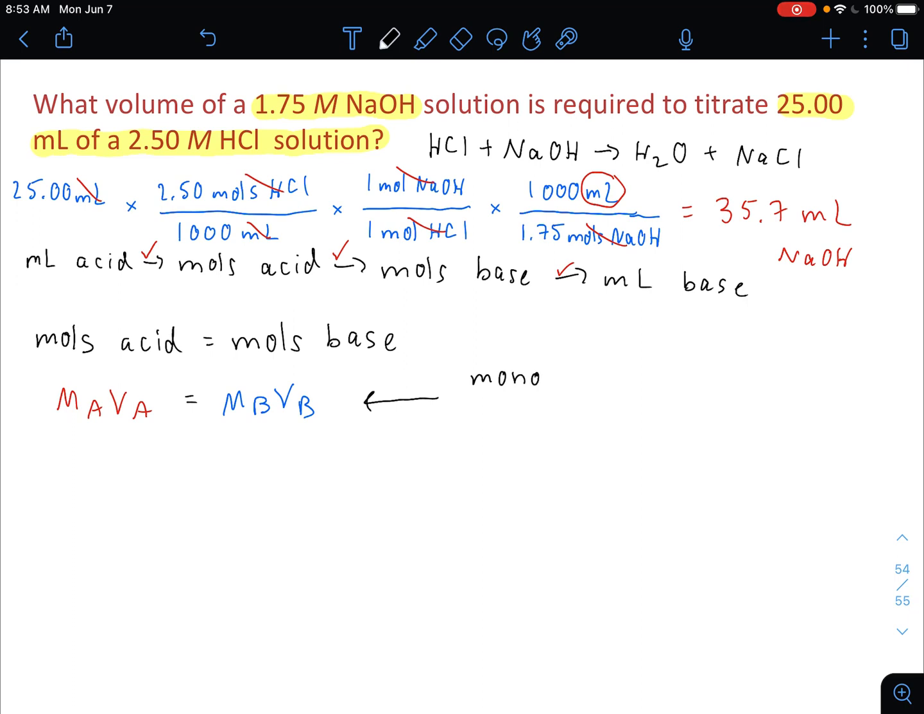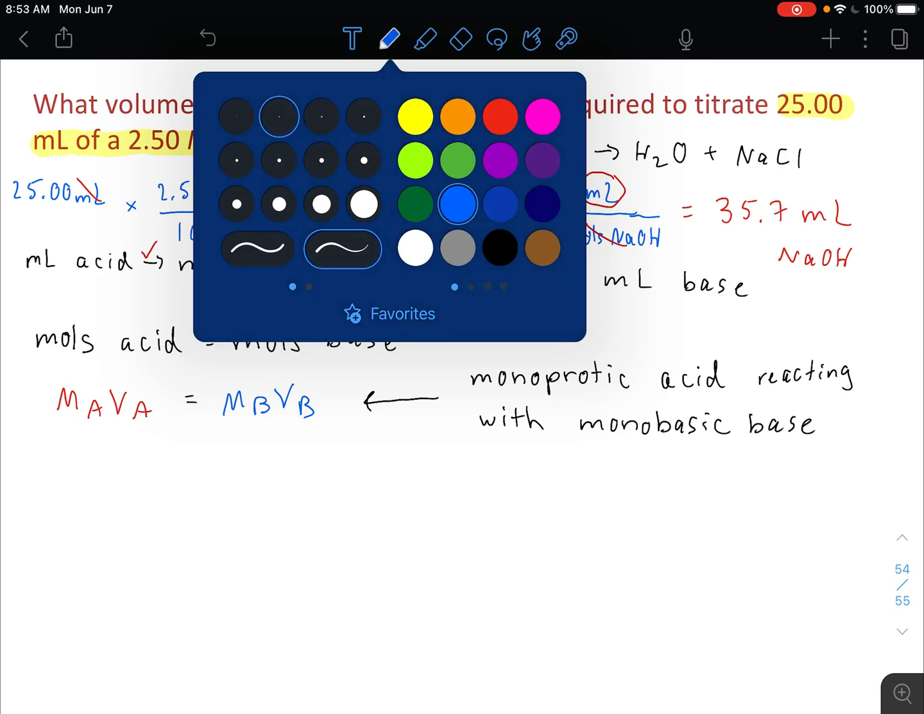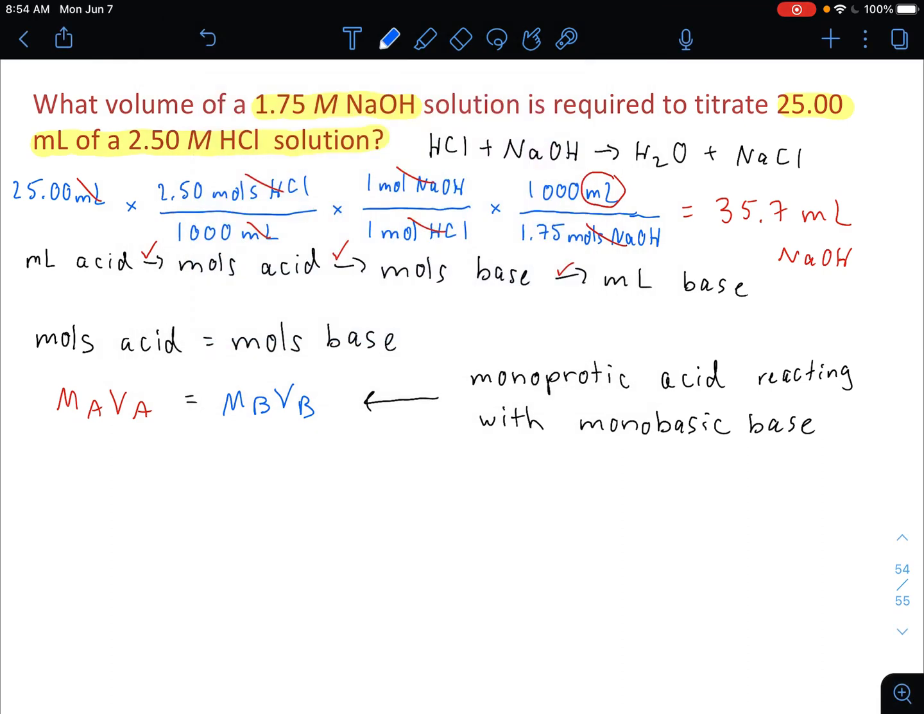This is because it's a monoprotic acid: per molecule, there's one H plus being released, and it's reacting with a monobasic base, so one OH minus unit per molecule. And it's always, for what we're doing, strong acid, strong base. But now it starts to look a little bit more like a dilution problem rather than a neutralization problem.